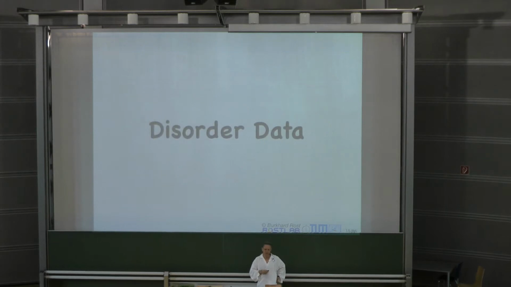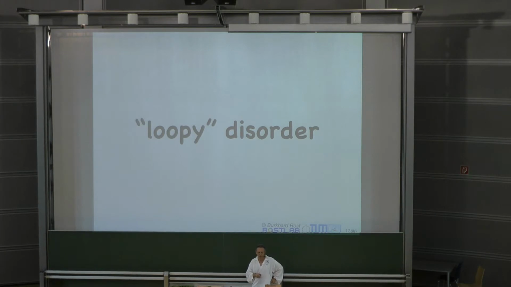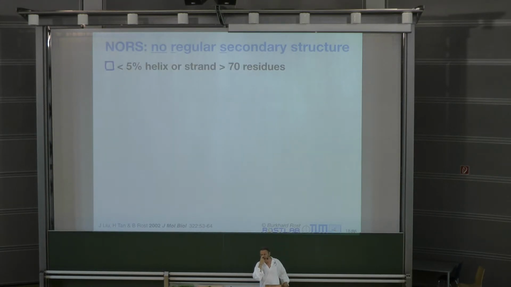Now, what's the kind of data we have? There is one database, and I'll get back to that, called DisProt, that collects proteins that have these regions. One particular type of disorder is loopy disorder, and loopy disorder is defined as follows. I talked about regular secondary structure. Most proteins have about 30% helix, 20% strand, and 50% loops, roughly.